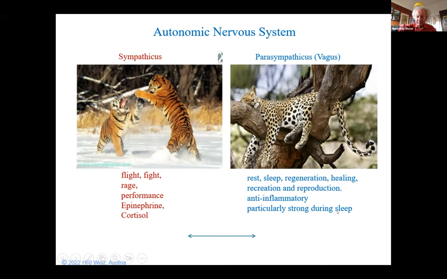And important is the balance between these two, because you can see this as the yang of our body and the parasympathetic system as the yin of our body. And as in many fields, the yin has been neglected for a long time.